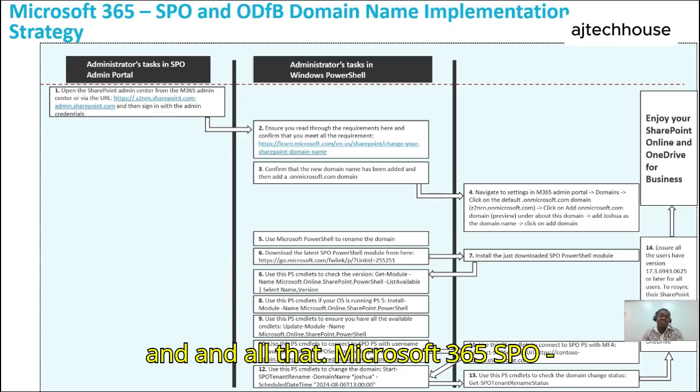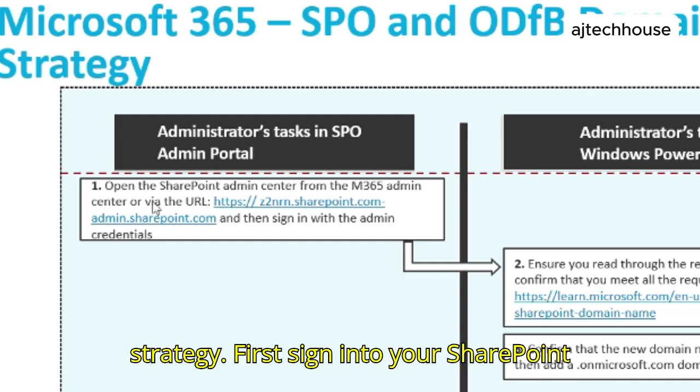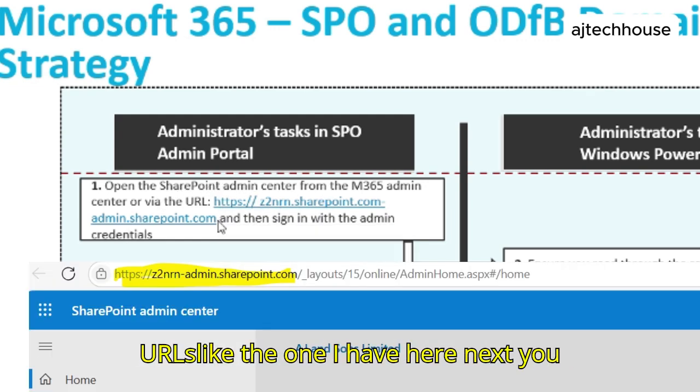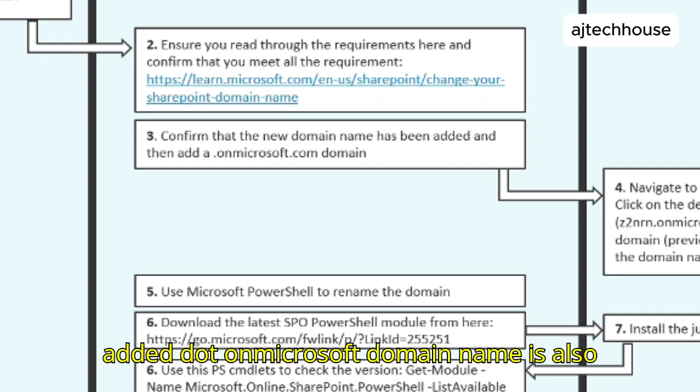Microsoft 365, SPO (SharePoint) and ODFB (OneDrive for Business) Domain Name Implementation Strategy. First, sign into your SharePoint Online Admin Center so that you can get the URL like the one I have here. Next, you need to go through this documentation. There are some requirements we'll look at. Ensure that your new domain name is added. The Microsoft domain name is also added.